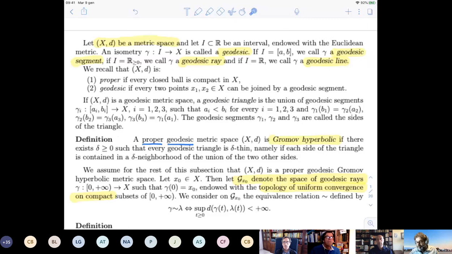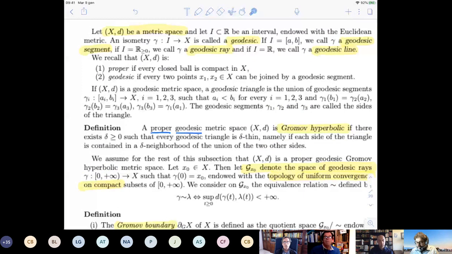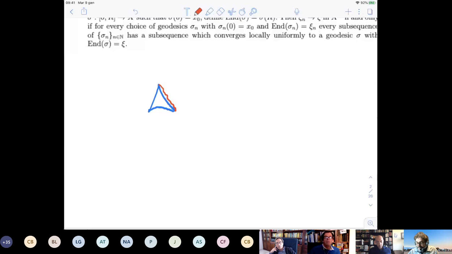So let me make a picture for you. Here I take three points. Since my metric space is geodesic, it means that I can join these three points two by two by a geodesic segment. Maybe there is more than one, maybe these are not unique, so there might be other geodesics. This is called a geodesic triangle. So a geodesic triangle is just the data of three points and three geodesic segments which join the three points. I call this proper geodesic metric space Gromov hyperbolic if every geodesic triangle is delta-thin. What does it mean, delta-thin? It means that if I take a delta-neighborhood, if I take any... let me make the picture a little bit bigger. So I have this picture here.